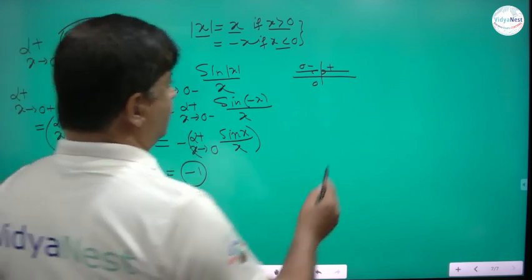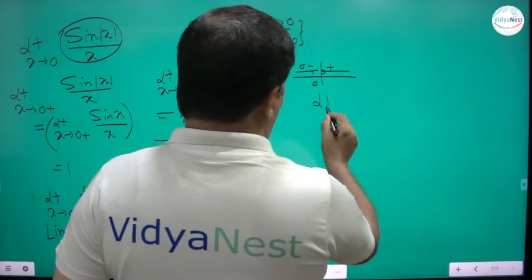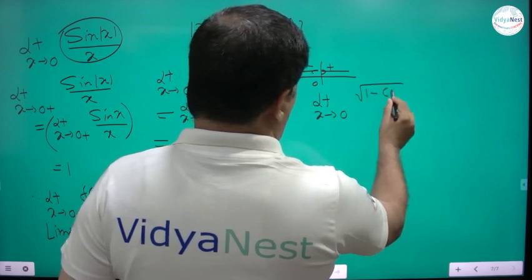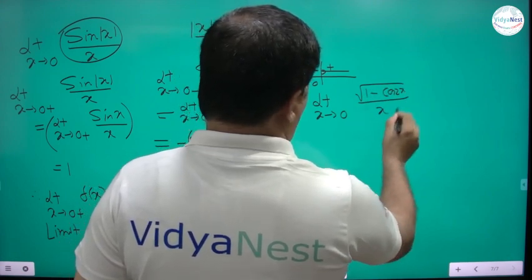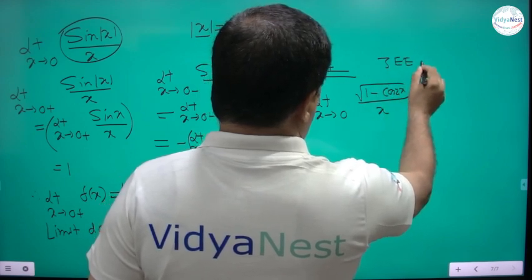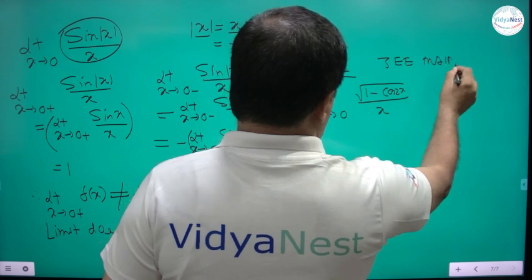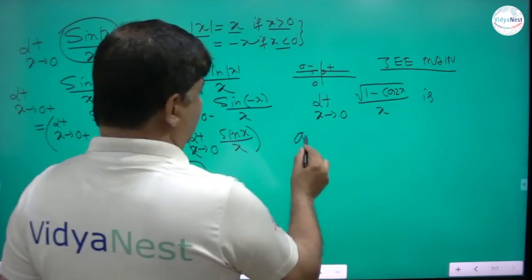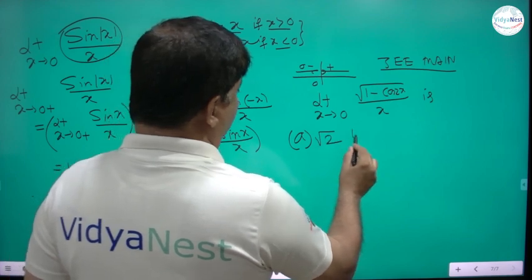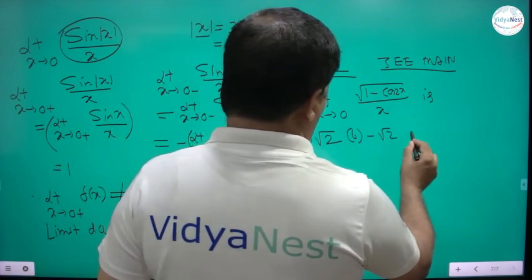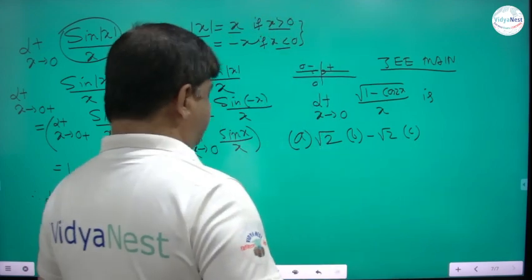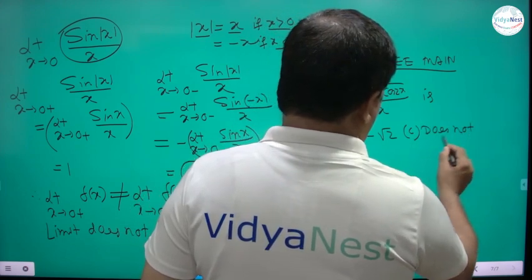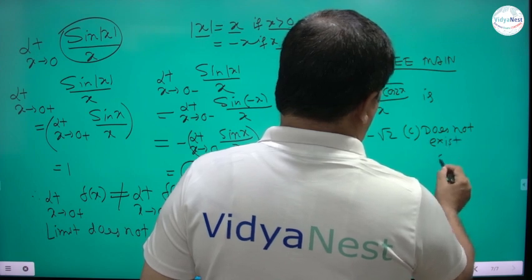The sum was limit x tends to 0, root of 1 minus cos 2x by x. JEE Main sum. So simple. Is option A root 2, B minus root 2, C does not exist, D none of these.